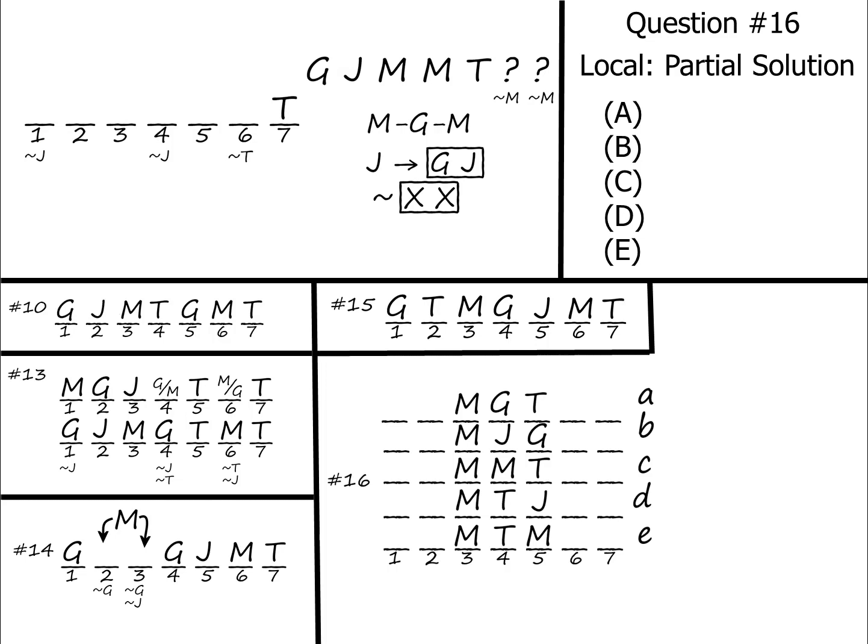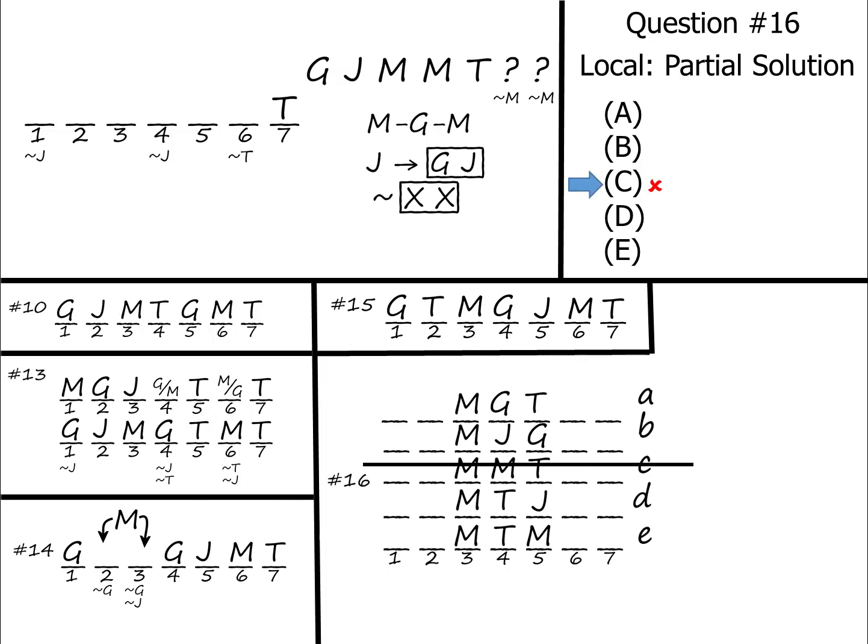Now, on a partial solution question, most of the time, just applying the rules will be enough to eliminate answer choices. So for example, we have a rule that says you can't have consecutive anything. So that rule is going to get rid of answer choice C. You can't have 2 M's in a row.